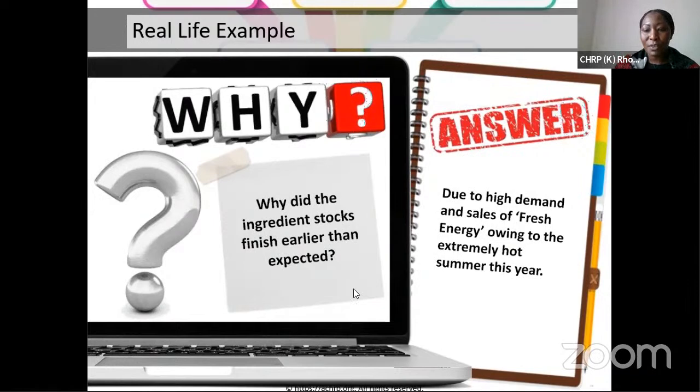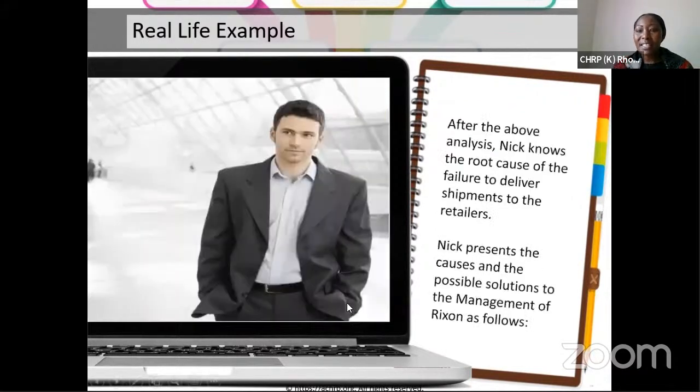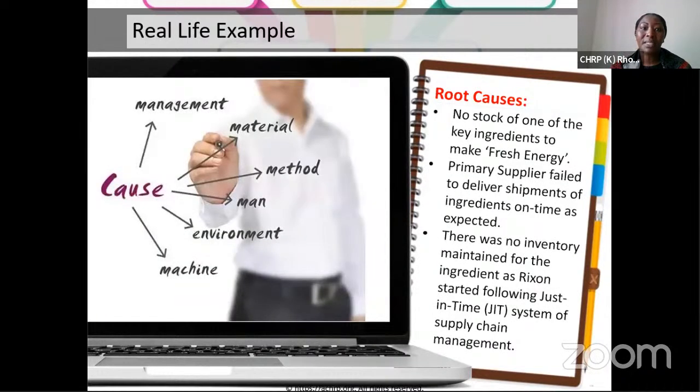So let's look at some of the solutions that came up from here. After the above analysis, Nick knew the root cause of the failure to deliver the shipment to the retailer, and it could not be blamed on one person like the procurement manager. He presented the cause and the possible solutions to the management of Rickson as follows, because he was aware of the root cause analysis. So he just didn't give out the issues only. I'm sure there were very objective, well-thought solutions that accompanied that.